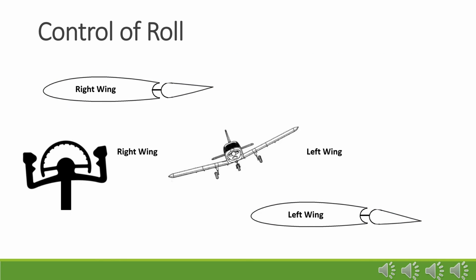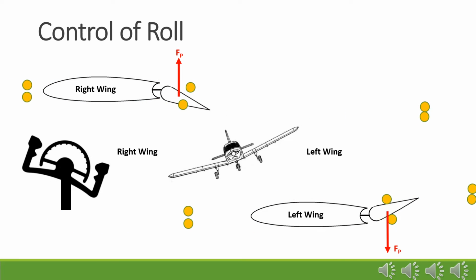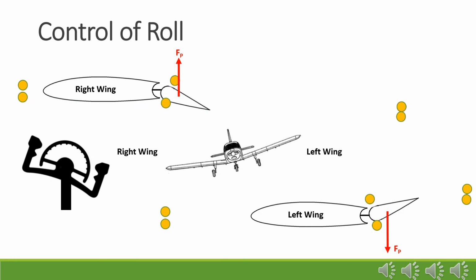By turning the control yoke to the left, the right aileron moves downward and the left aileron moves upward. The normal and perpendicular forces are applied, with the perpendicular force pushing the right wing upward and the left wing downward, rolling the aircraft to the left.